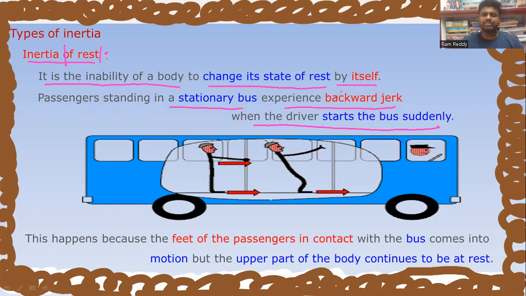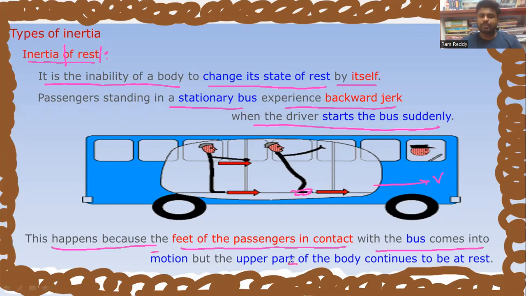Okay, so in this case also our body does not move. It will also remain at rest. See now, what is the reason? This happens because the feet of the passengers in contact with the bus come into motion. Our feet are in contact with the bus, and now the bus is moving in the forward direction. That's why we feel that jerk.